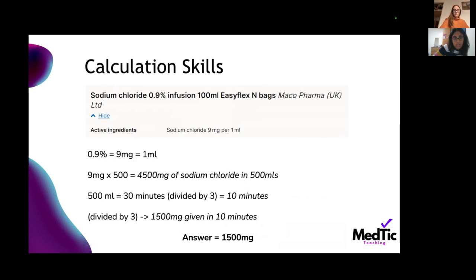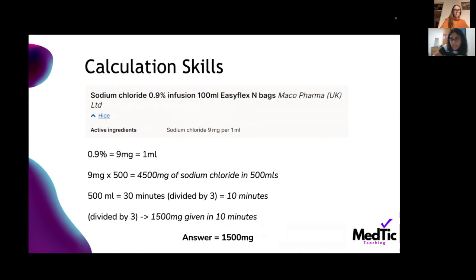So what I've done is 9 milligrams times 500, which gives you the total amount of milligrams of sodium chloride in the entire bag. And you know that that was given in 30 minutes, and 30 divided by 3 gives you 10 minutes. So I've just divided the total number of milligrams of sodium chloride in the entire bag by 3, and that's given us 1,500 milligrams of sodium chloride in 10 minutes.